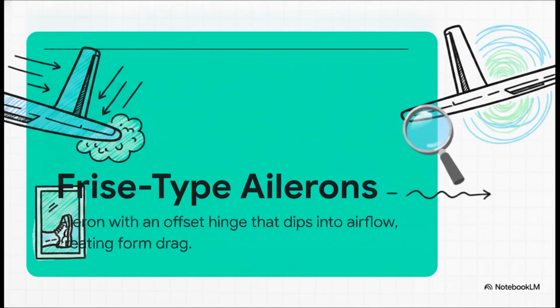Next, we have Frise-type ailerons. So instead of changing the travel distance, this design fundamentally changes the hinge geometry itself. The aileron pivots on an offset hinge. When the aileron is raised on the descending wing, the forward leading edge of that aileron physically dips downward into the high-pressure airflow underneath the wing. Frise ailerons cleverly use this intentional form drag to counter the induced drag on the exact opposite wing. Think of it like sticking a metaphorical foot out the window on the side you want to turn toward. It literally pulls the turning wing backward to equalize the yaw.